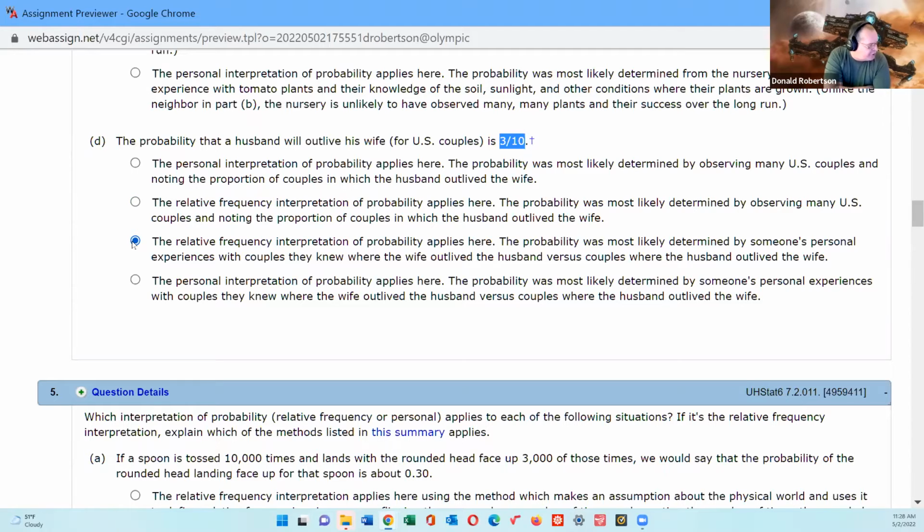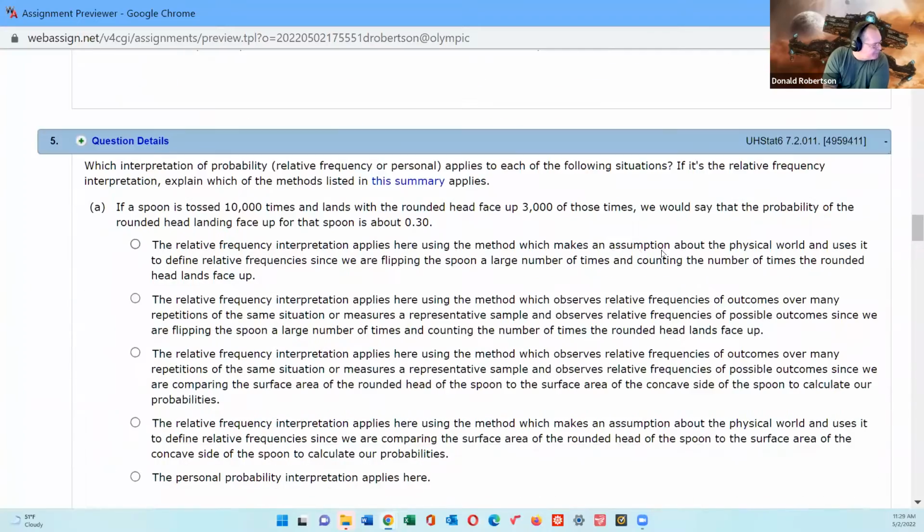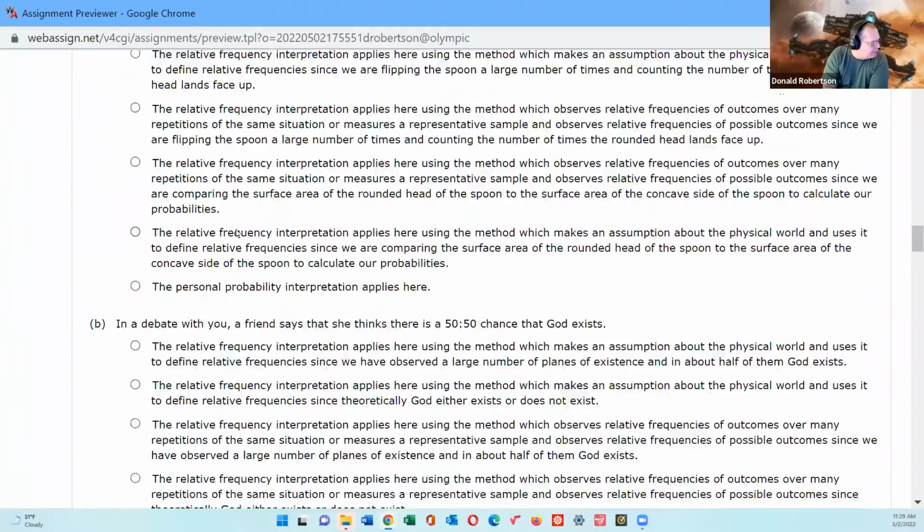And that's determined by someone's personal experience with couples they knew where the wife outlived the husband. So he's just saying, well, I know about 10 couples and 8 of them, the woman outlived the man and the other 2 it didn't. So I'm much happier with that as a scientific one. I'll let you play with that one.